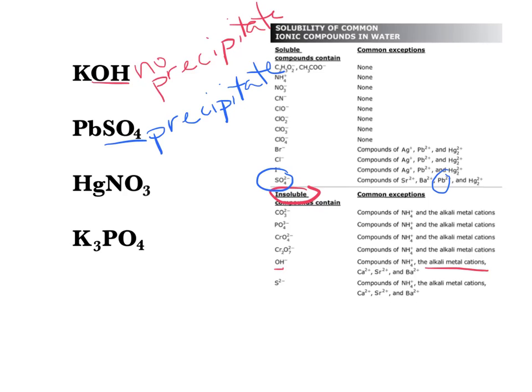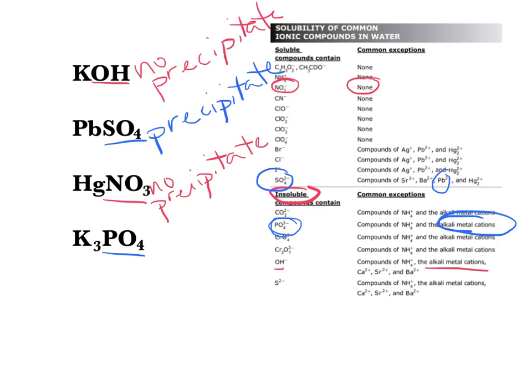Okay, my next one is HgNO3. Nitrates are typically soluble, no exceptions, which means no precipitate. And my last one is K3PO4. Phosphates are here in the insoluble section, except that K is an alkali metal cation, which means that it will be soluble, that is, no precipitate will form.